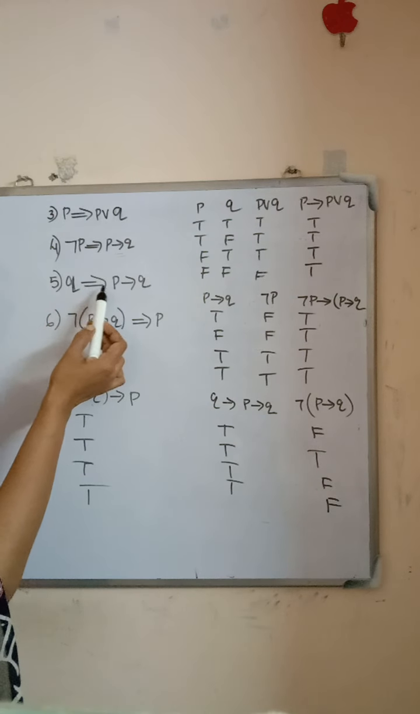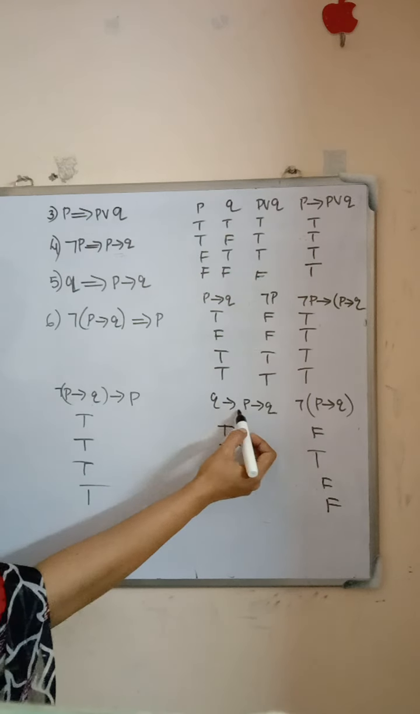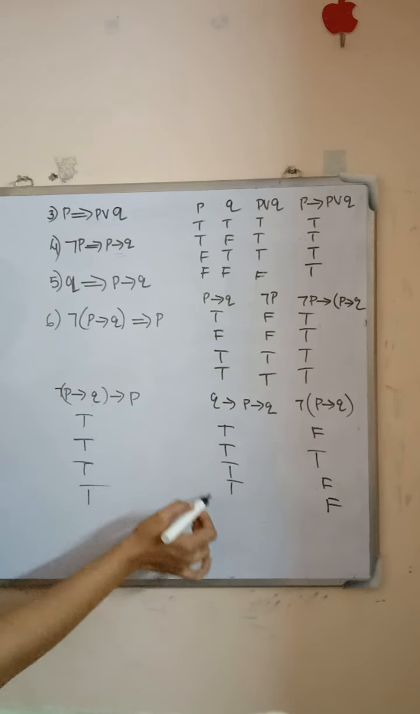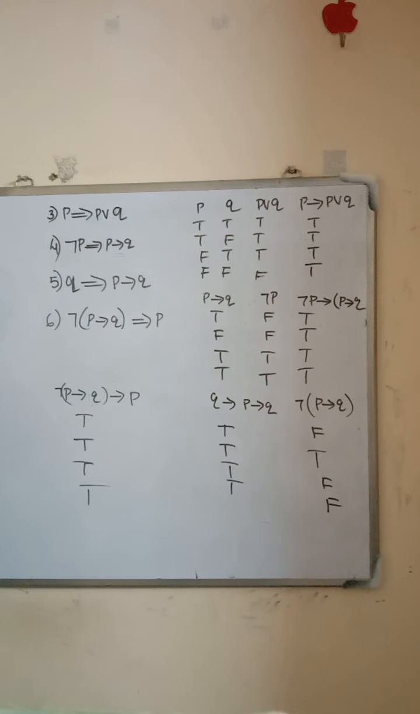Similarly, Q implies P conditional Q. We check Q conditional P conditional Q. Q conditional P conditional Q also appears as a tautology. Therefore, Q implies P conditional Q.